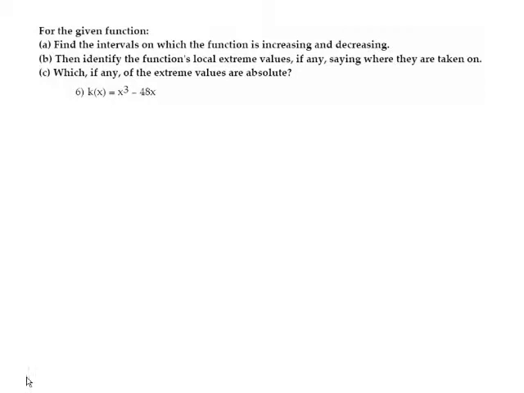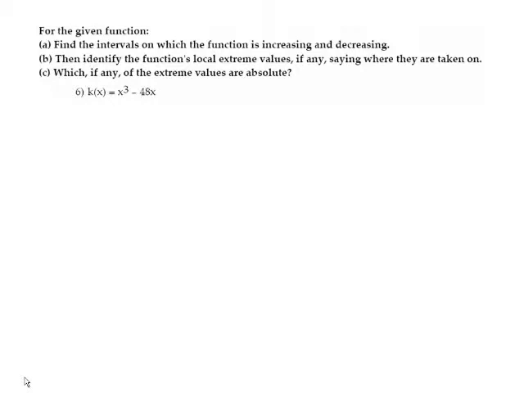Problem 6, we want to find the intervals on which the function is increasing or decreasing. Here again we have a third-degree polynomial that's going to go to plus and minus infinity as x goes to plus and minus infinity. So we need to basically look at any critical points.